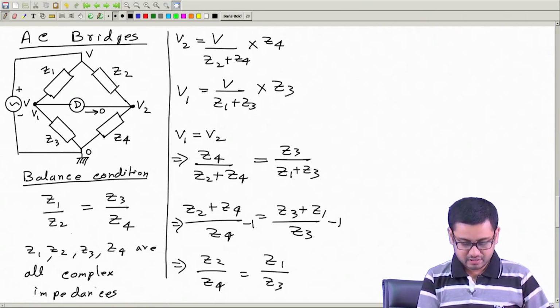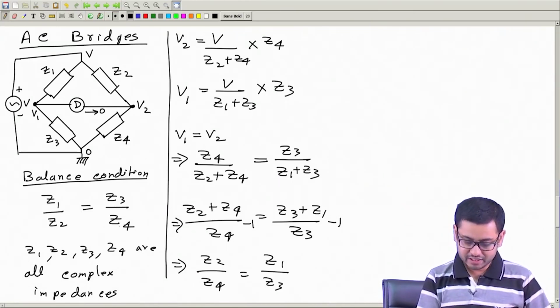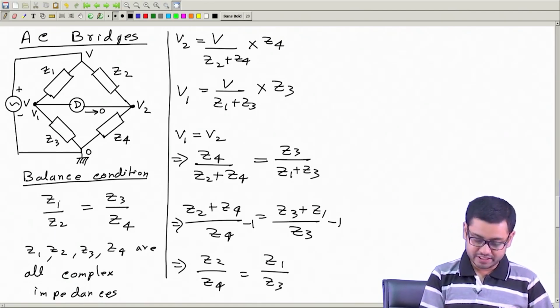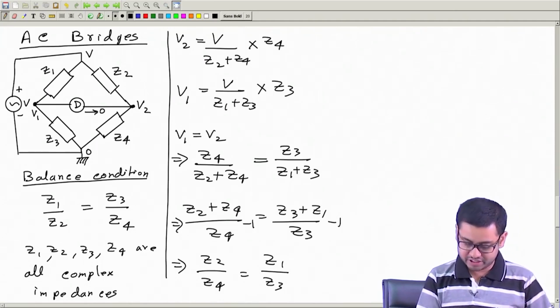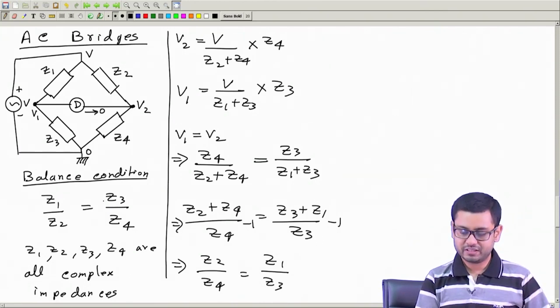Okay, like R plus j omega L or R plus 1 over j omega C or so many other things. So, these are all complex numbers, and one complex equation means two real equations. How? We have to equate the real part of this with the real part of this and the imaginary part of this with the imaginary part of this.